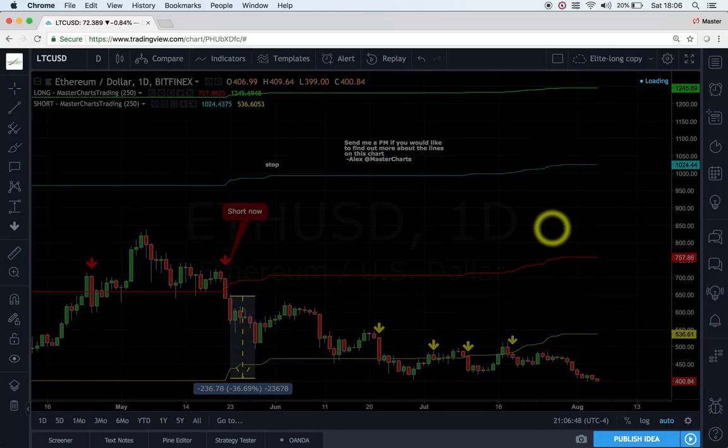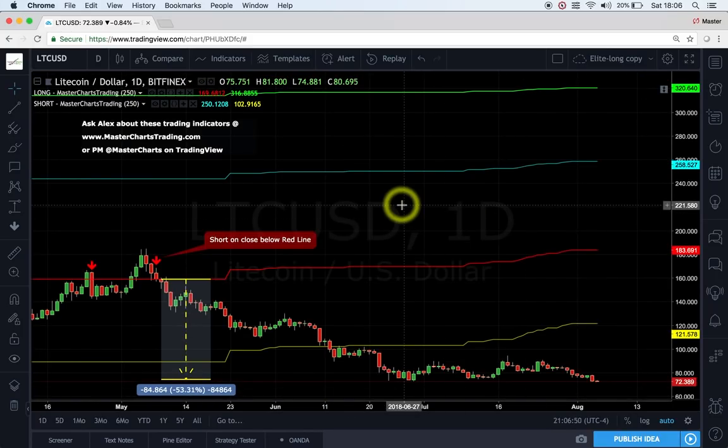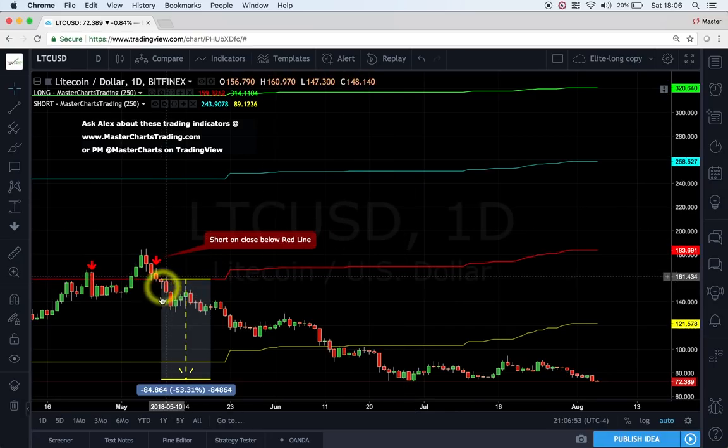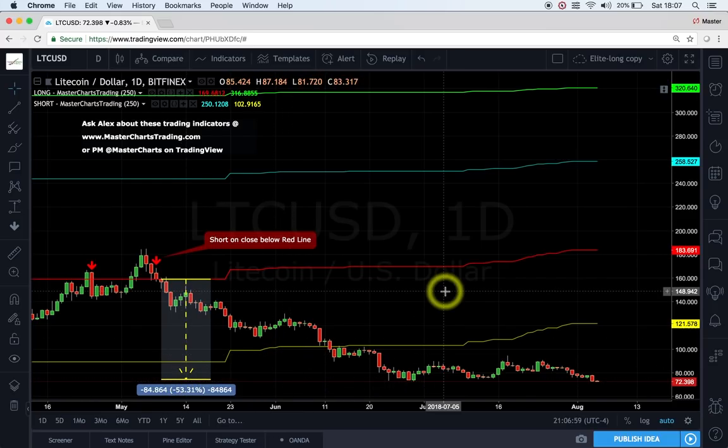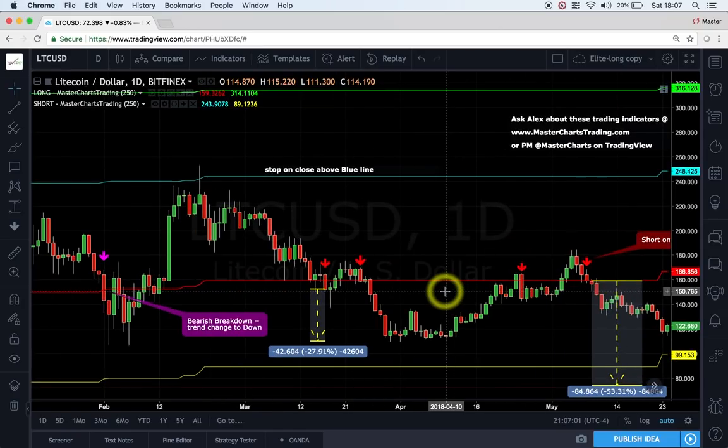LTC, Litecoin versus US dollar, basically the same concept, same premise. Short on breakdown, there's the latest one with over 50% gain in our favor.